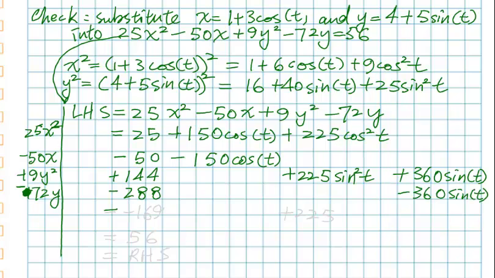Doing the computation vertically, we have negative 169 plus 225, which is 56. That equals the right-hand side. That means our parametrization is correct.